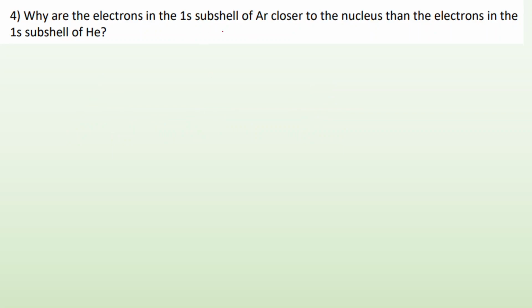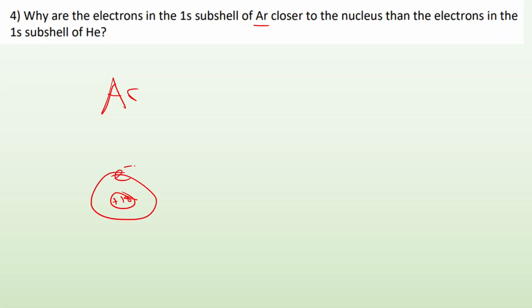Why are the electrons in the 1s subshell of argon closer to the nucleus than the electrons in the 1s subshell of helium? Well, it comes down to the effective nuclear charge. So if I'm taking a look at argon, its nucleus has how many protons? It's got 18. So it's got a positive 18 charge.